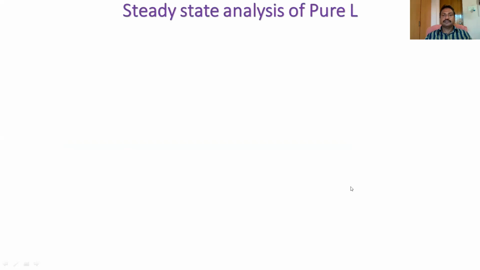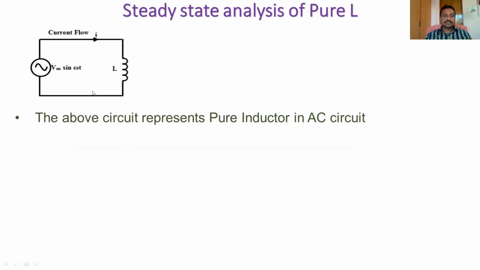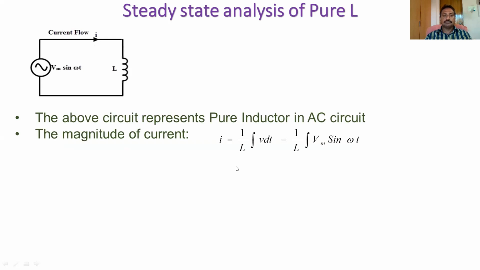Next, analysis of pure L. This figure shows an inductor connected to the AC source Vm sin omega t. Then current will flow through this inductor. So here the current is 1 by L integral of V dt. Here V is equal to Vm sin omega t, so 1 by L integral of Vm sin omega t dt. The integral of sin omega t dt is minus cos omega t by omega.